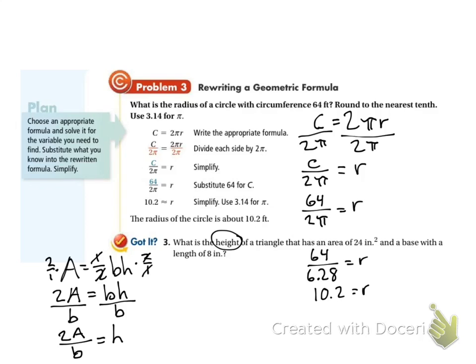Now I can plug in my numbers. So I'm told that my area is 24. And my base is 8. 2 times 24 is 48. And 48 divided by 8 is 6. So my height is 6 inches.